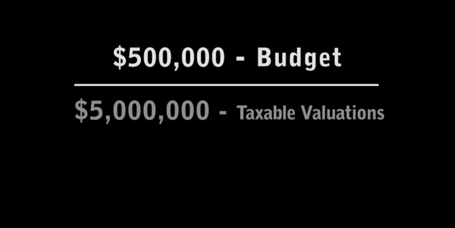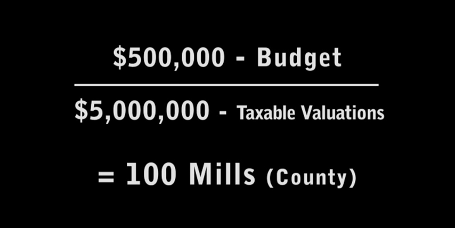The first step in calculating an individual tax bill is to determine the mill levy. The county auditor takes the budget and divides it by the total taxable valuations in the taxing district. This is how the mills are calculated. There are also mill levy limitations set by the North Dakota legislature, and if the mill levy is too high, the budget must be adjusted.